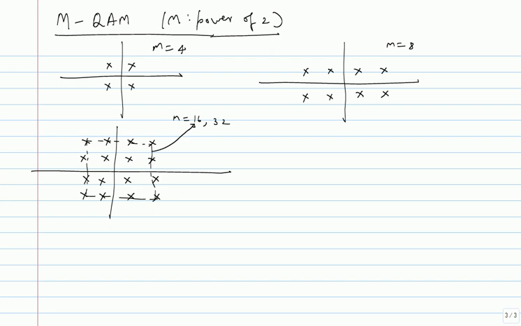Okay. So this is 16. And for 32, I'll do this. This is again a standard thing to do to get 32. I'll pick 4 points here, then I'll pick 4 points here.